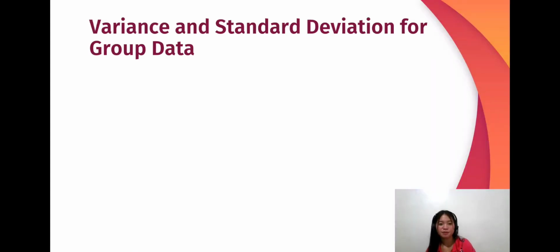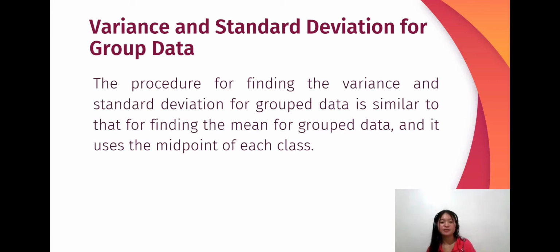So, let's talk about the variance and standard deviation for group data. The procedure for finding the variance and standard deviation for group data is similar to that for finding the mean for group data, and it uses the midpoint of each class. So, ang pagpangita sa variance and standard deviation sa group data, pareho ra sa pagpangita sa mean sa group data. Dayon, nagamit na sila og midpoint sa kada class.